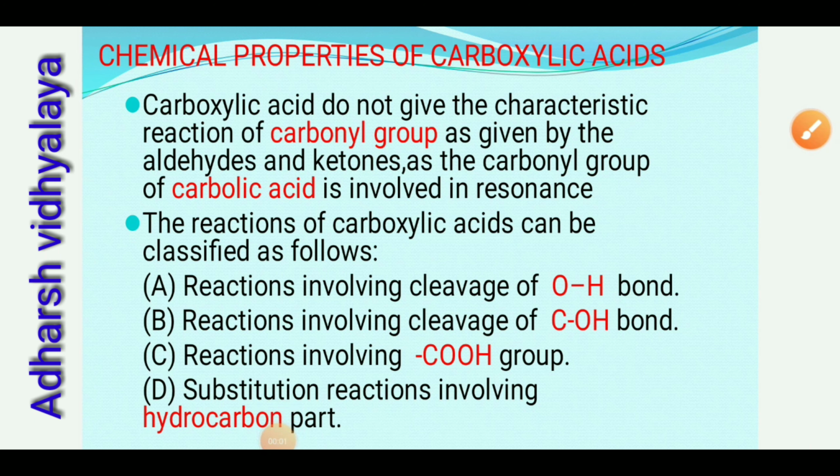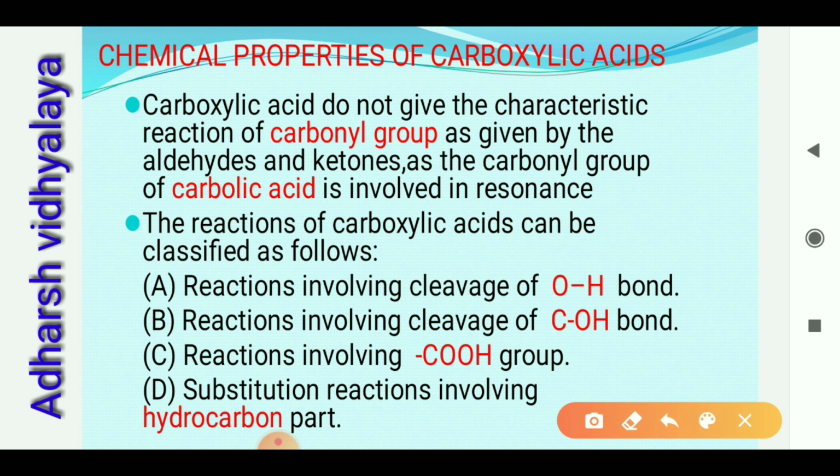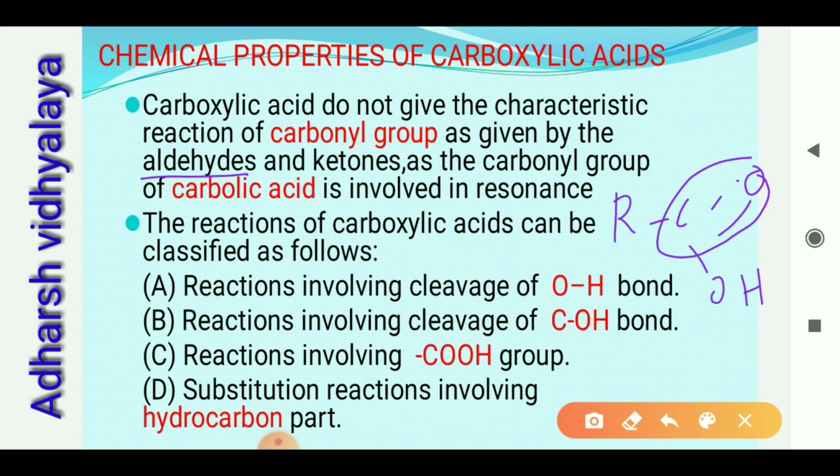Good morning, students. Now we are going to discuss the chemical properties of carboxylic acids. We know what a carboxylic acid is. Its formula is R-C double bond O-OH group. Here we have a carbonyl group. Aldehydes and ketones also contain a carbonyl group.